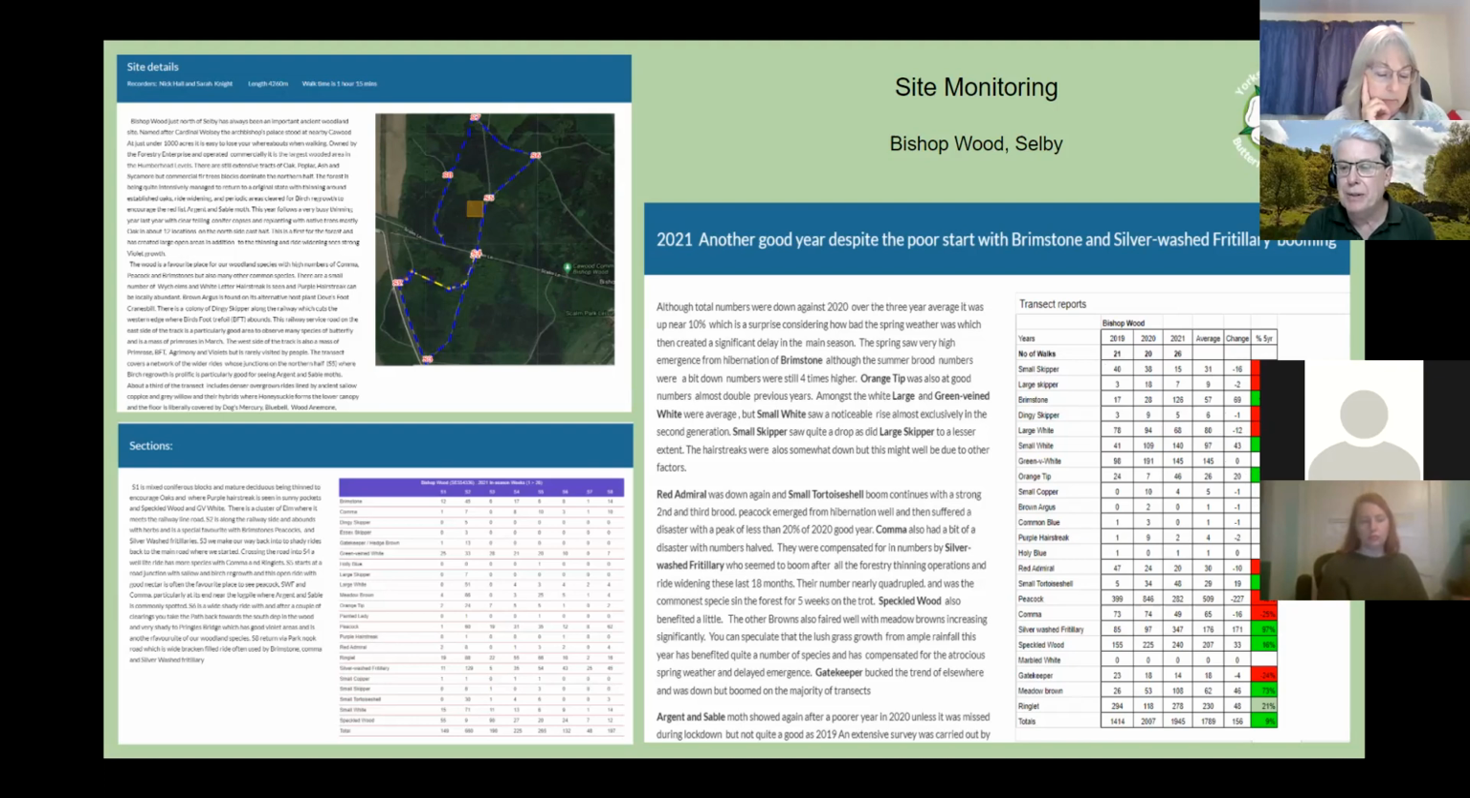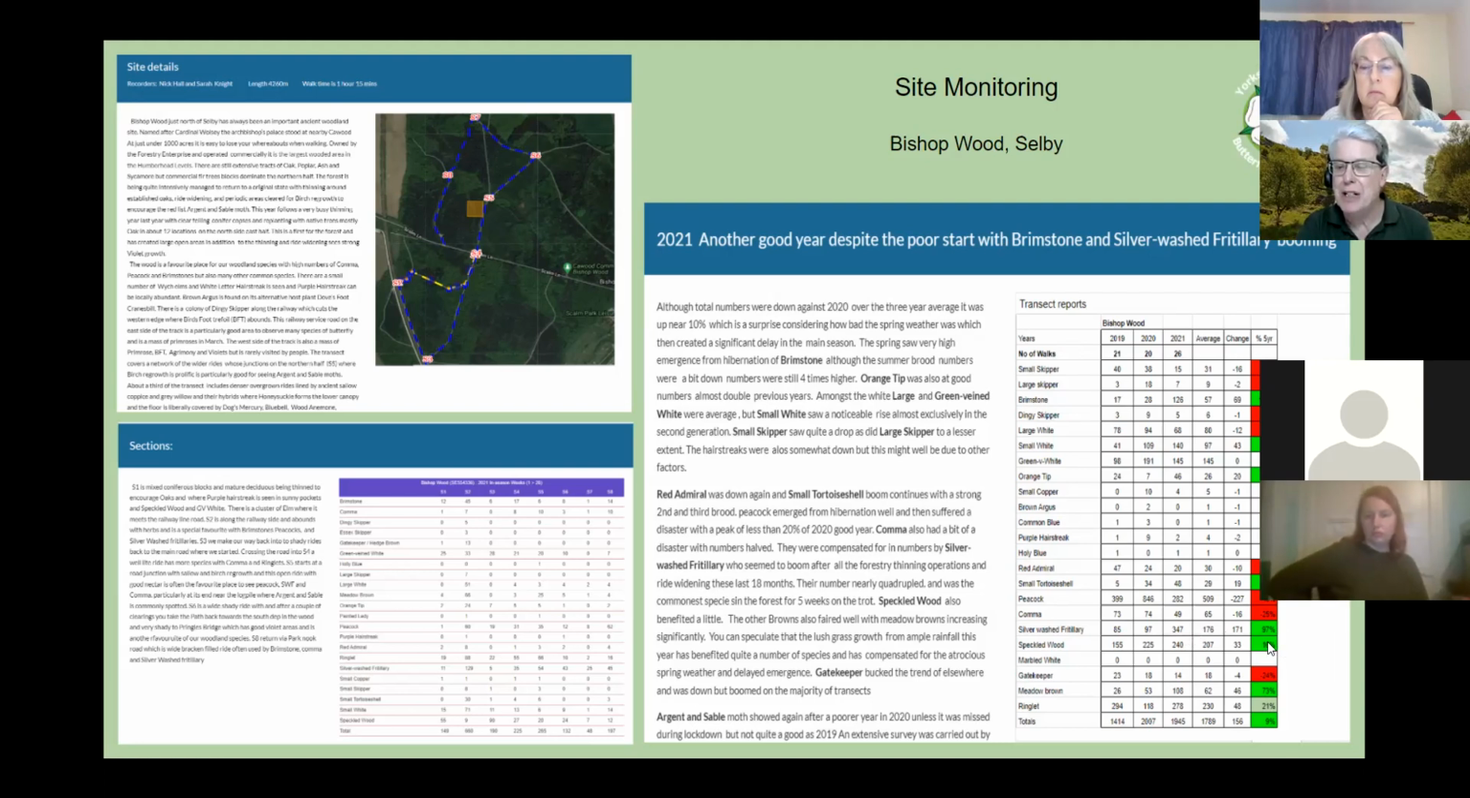Small tortoiseshell, the boom continues, and silver-washed fritillary. Unbelievable numbers that we saw there. I think we got in total for the whole year 350 insects we counted.